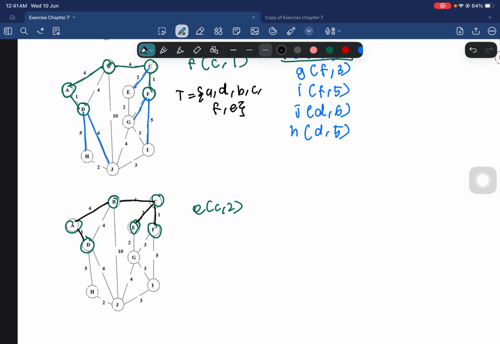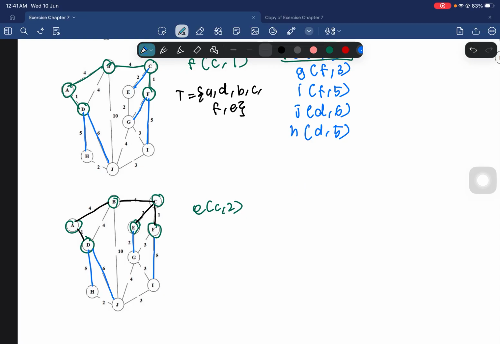So this is our current tree. Next, we need to find out what is connected to what. So G is connected to F and E. Which one is the shortest? We choose A path. And also I is connected to F. Also we have H connected to and J connected to.